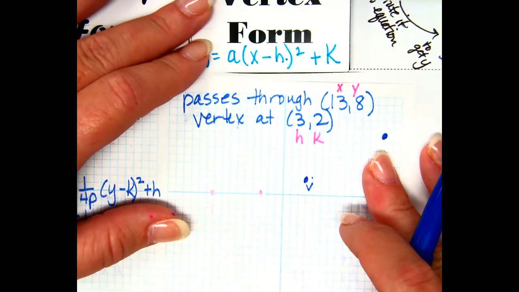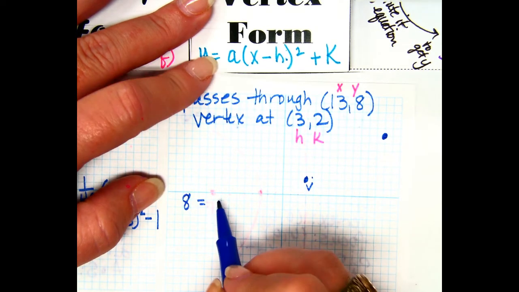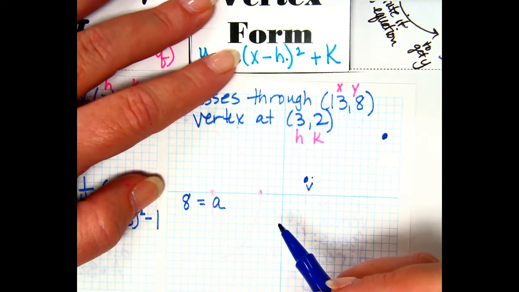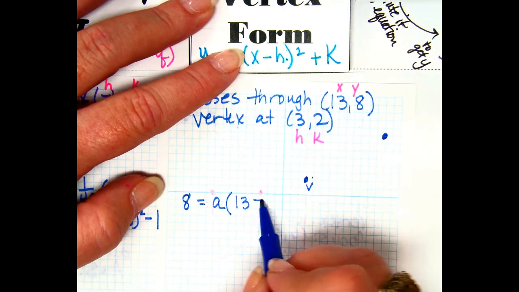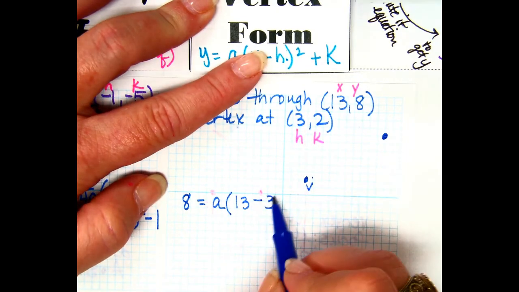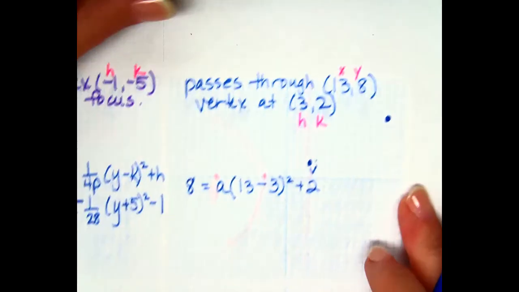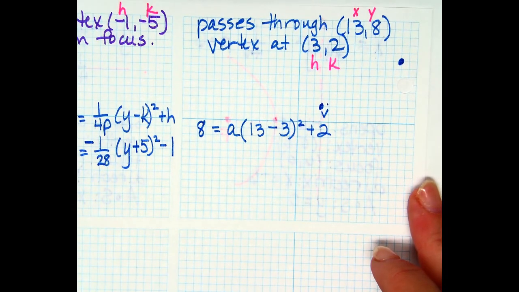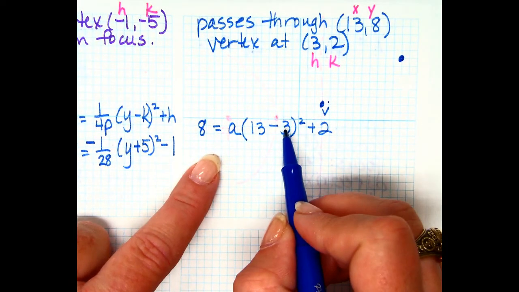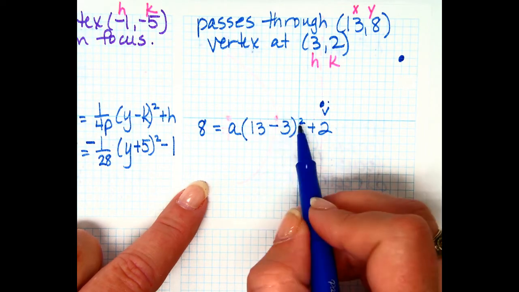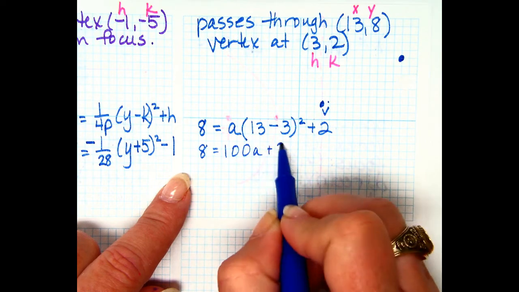If we're filling in what we know, we have y, which is 8, equals a, which is what I don't know, which I'm trying to find, x, which is 13, minus h, which is 3, squared, and then plus k, so plus 2. Okay, so far? Does anyone know what 13 minus 3 is? 10. Excellent. What's 10 squared? So 8 equals 100a plus 2.